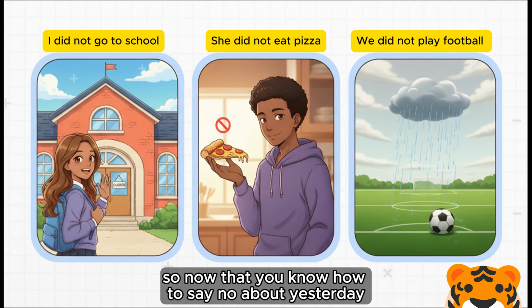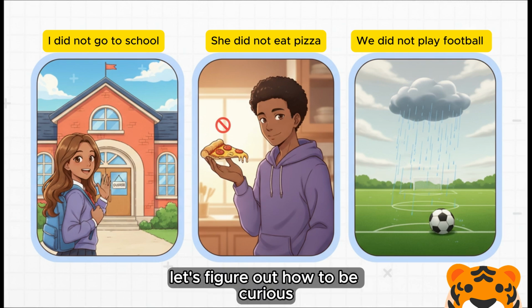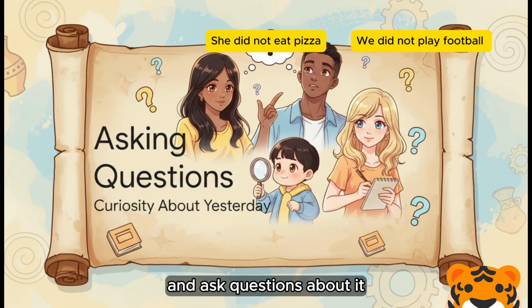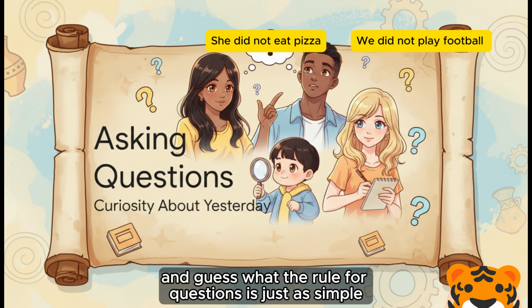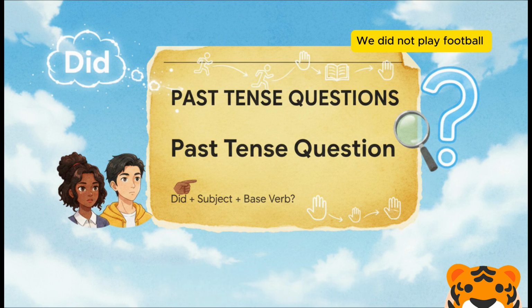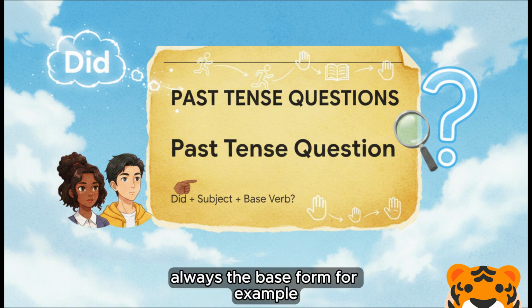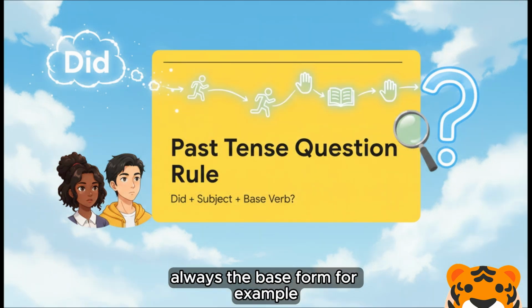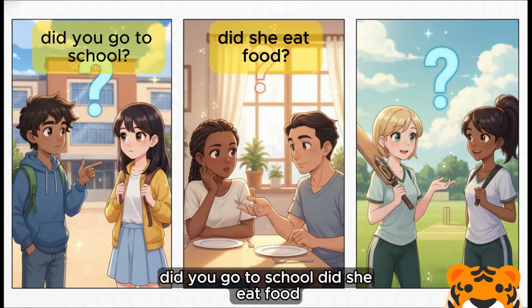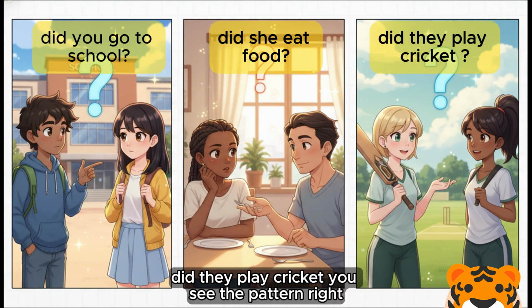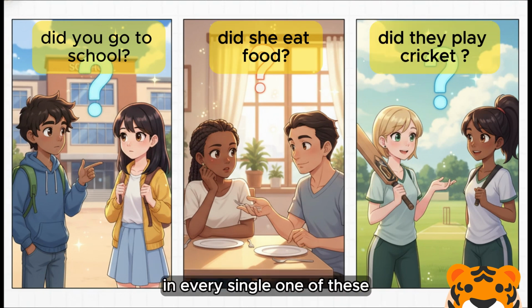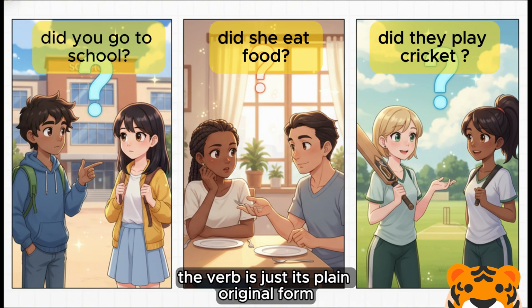So now that you know how to say no about yesterday, let's figure out how to be curious and ask questions about it. And guess what? The rule for questions is just as simple. You start the sentence with did, then comes your subject, and then, you guessed it, the base form of the verb. Always the base form. For example, did you go to school? Did she eat food? Did they play cricket? You see the pattern, right? In every single one of these, the verb is just its plain original form.